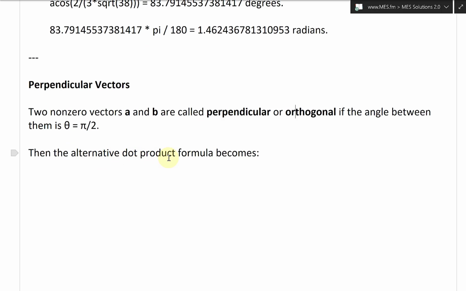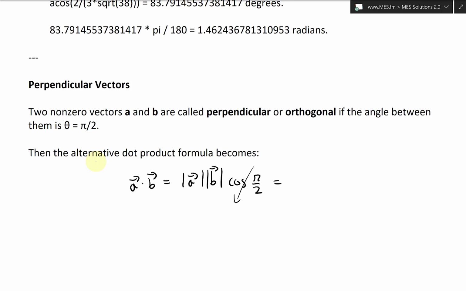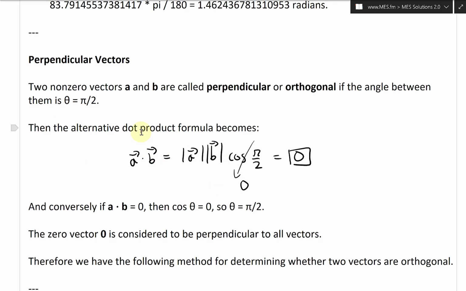Then the alternative dot product formula, or definition 2, becomes A dot B for the angle theta equal to pi over 2, which equals length A times length B times the cosine of pi over 2. In other words, well, this is 0 actually. So this equals 0. We'll illustrate this later. I'll graph out cosine later just to recall it. But yes, cosine pi over 2 is 0, so this whole thing vanishes.